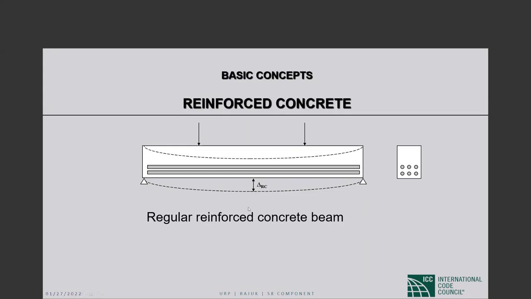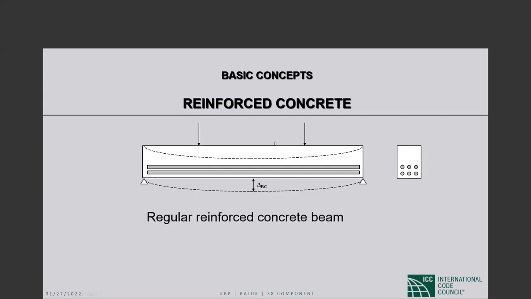So here's a simply supported beam with 2 point loads. And here's a typical cross section of reinforced concrete. As we know, these are typically steel rebars, there are 2 layers here. And the main reason for providing steel rebar is to negate the weak tensile capacity of concrete here.